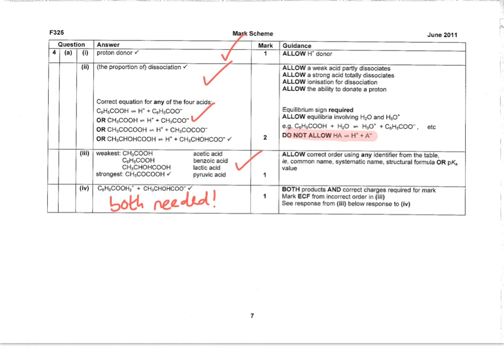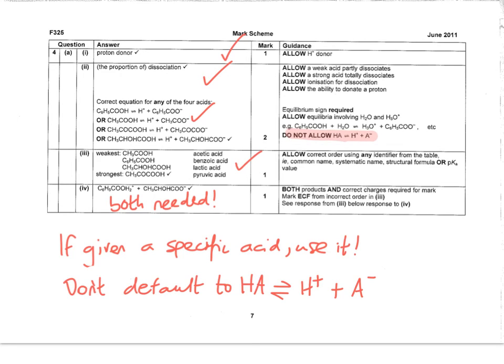Now I've highlighted the fact that it says don't allow HA giving you H+ plus A minus. It's because you're actually given the 4 acids that you have to put the specific acid in. So don't use things like HA going to H+ and A minus if you're actually given the acid. But we didn't do that, so we didn't lose a mark.